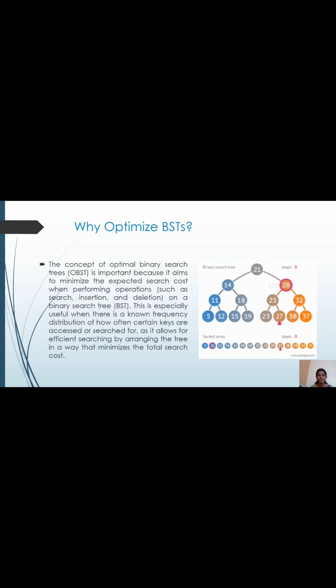Why optimize binary search trees? The concept of optimal binary search trees is important because it aims to minimize the expected search cost when performing operations such as search, insertion, and deletion on the binary search tree. This is especially useful when there is a known frequency distribution of how often certain keys are accessed or searched for, as it allows efficient searching by arranging the tree in a way that minimizes the total search cost.